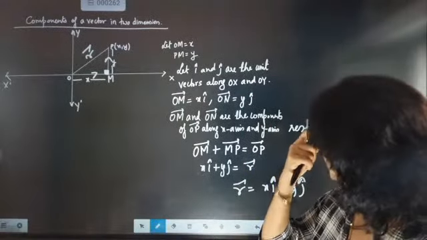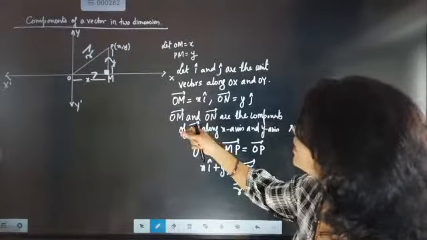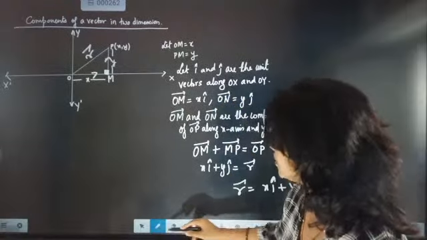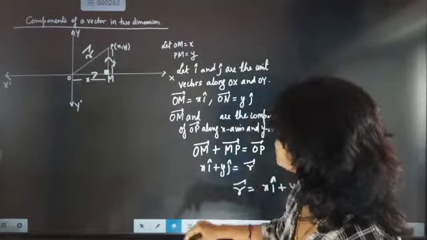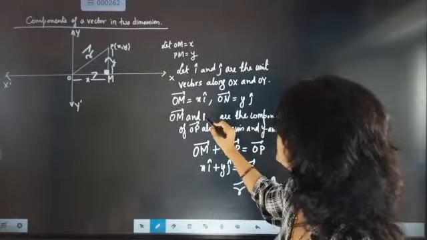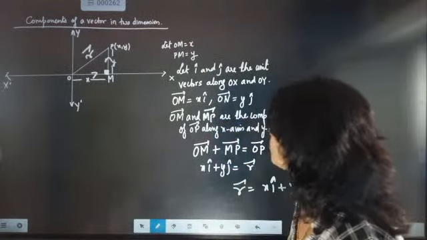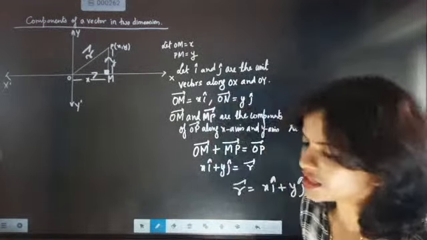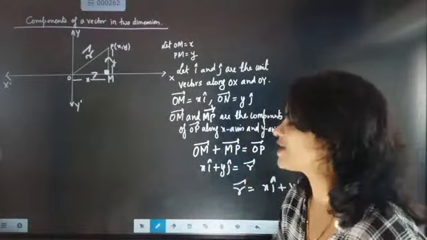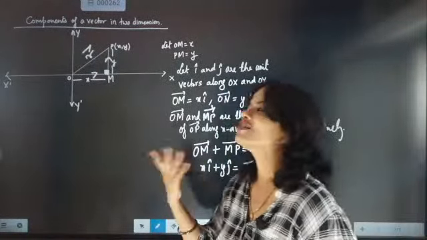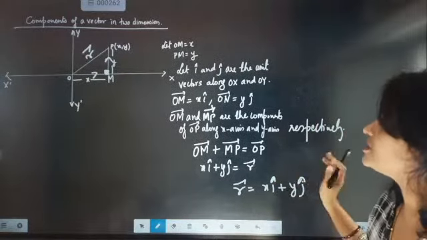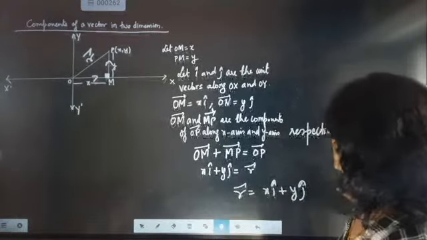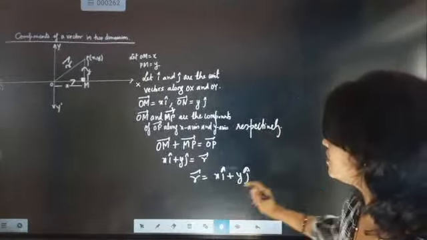It is OM plus MP, I wrote ON by mistake. So OM vector plus MP vector are the components of the OP vector. So once we have written this point, now you have got the R vector equal to this much.